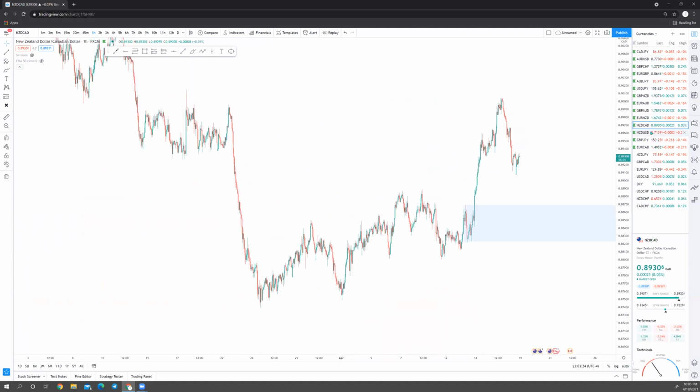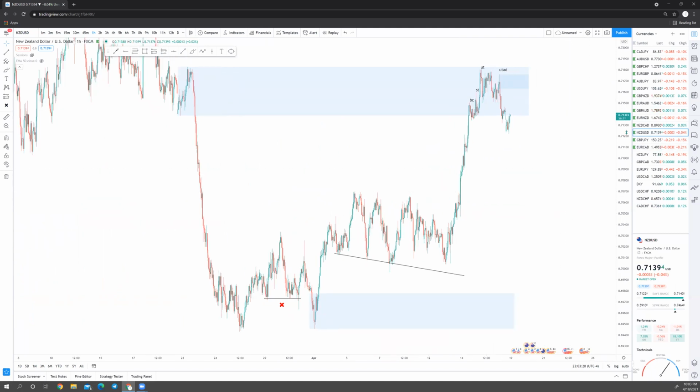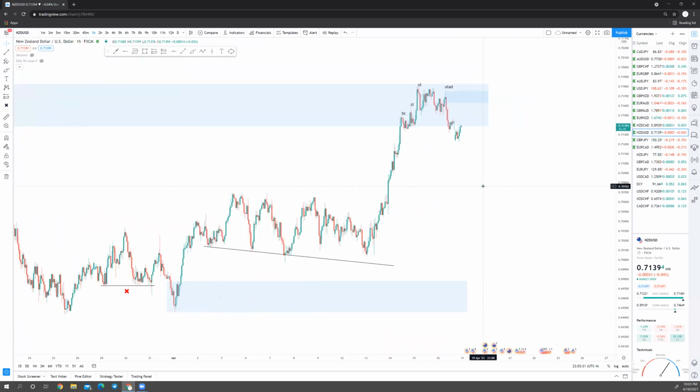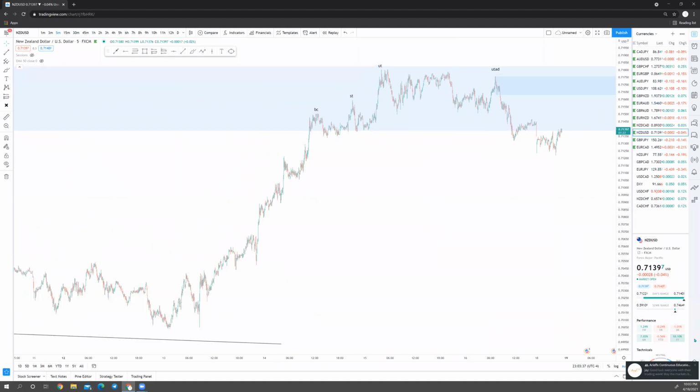Now NZD CAD. Really, there's not much. I don't think that I need to cover that. NZD USD looks really, really good. So if I go to the 5-minute, we clearly distributed in price. It was just almost painfully obvious.